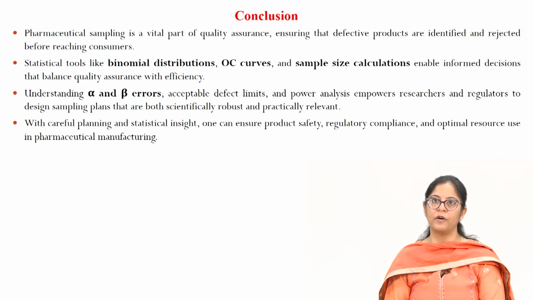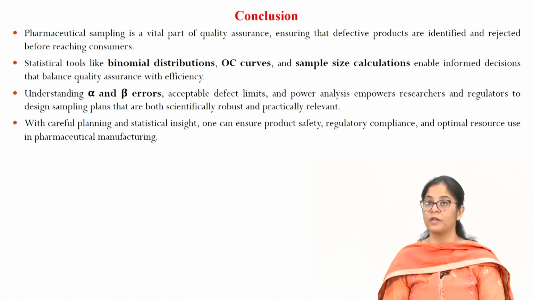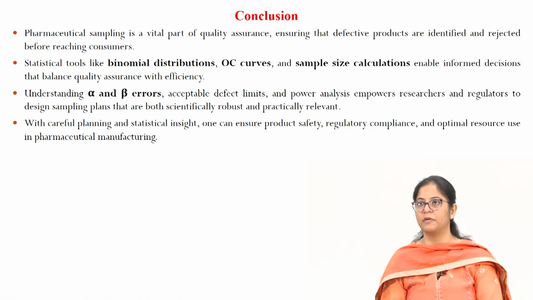So to conclude, pharmaceutical sampling is a vital part of quality assurance, ensuring that defective products are identified and rejected before reaching the consumers. The statistical tools like binomial distribution, OC curves and sample size calculations enable informed decisions that balance quality assurance and efficiency. Understanding the alpha and beta errors, acceptable defect limits and power analysis empowers researchers and regulators to design sampling plans that are both scientifically robust and practically relevant. With careful planning and statistical insight, one can ensure product safety, regulatory compliance and optimal resource use in pharmaceutical manufacturing.